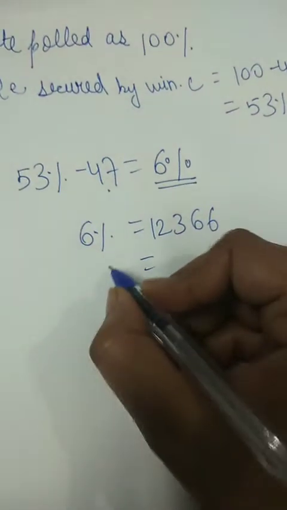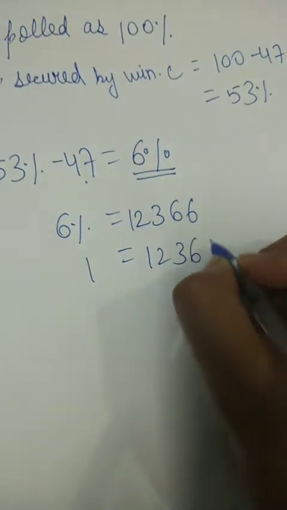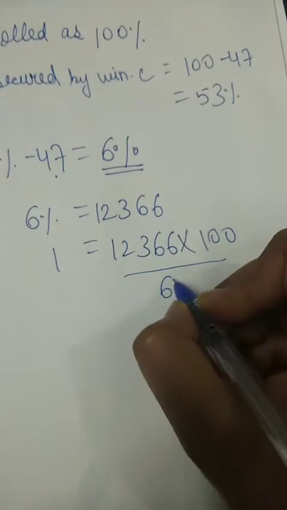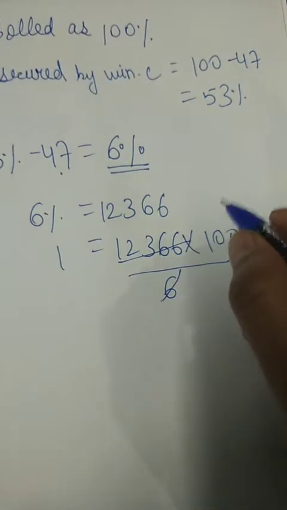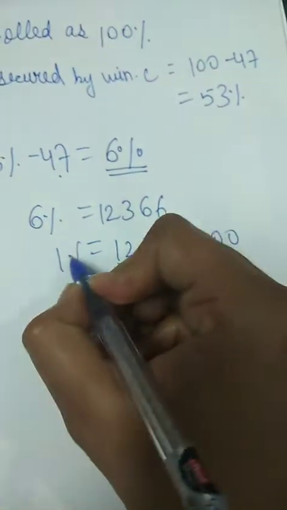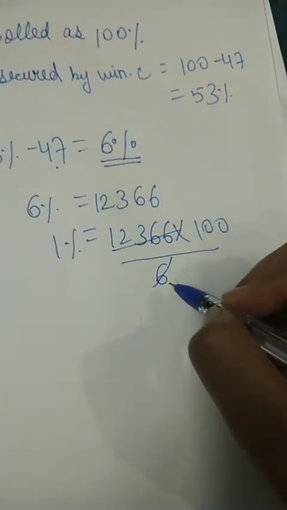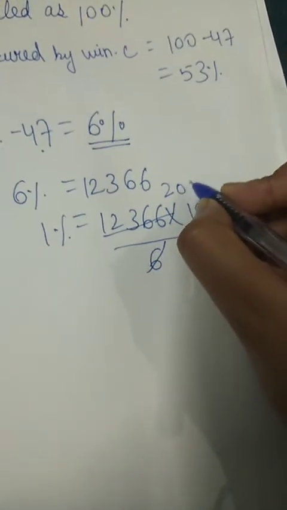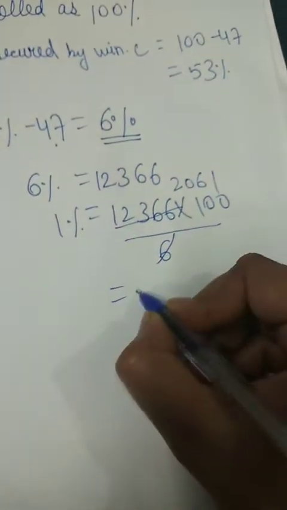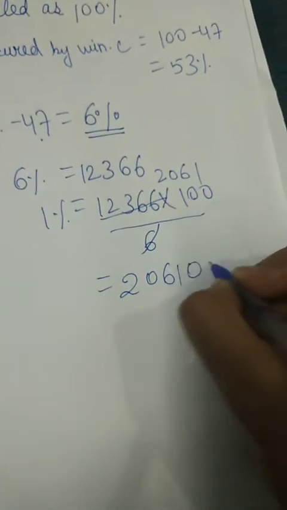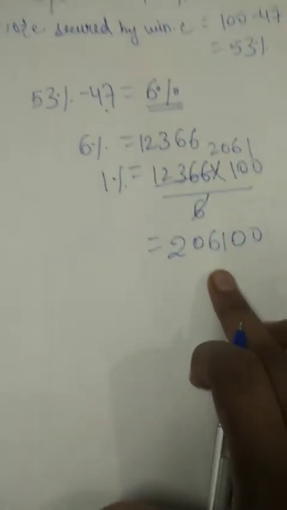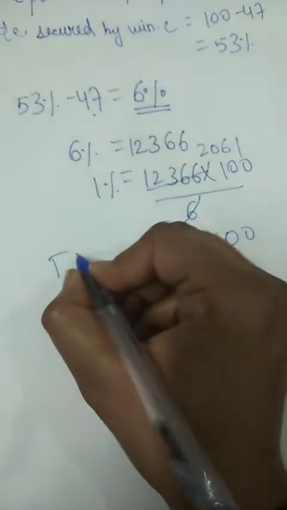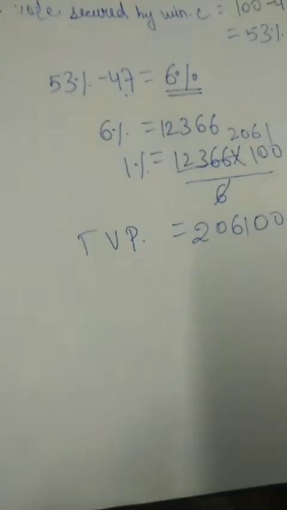So it will be equal to 12,366. If 6% value is this much, then 1% value will be 12,366 by 6. So we will cancel this, and here we will get the result. This is the total vote polled. So total votes polled.